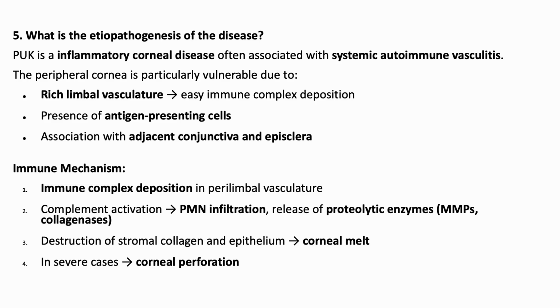If both these cells are there, then they will start producing MMPs, causing proteolysis of the stromal collagen, which will degrade it and cause stromal melting. Then if the stroma is melted, it will cause further epithelial breakdown, epithelial defect, ulceration, and in severe cases, corneal perforation can also happen.